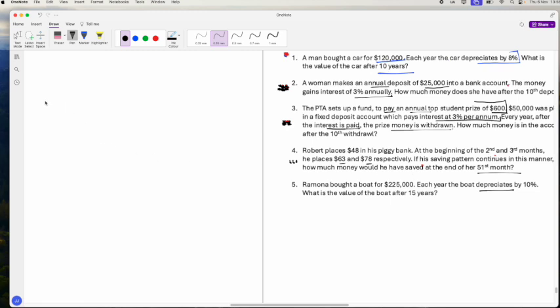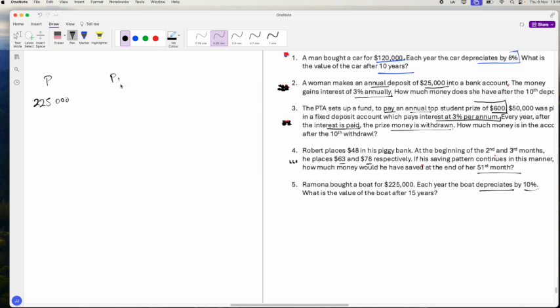And number 5, we have another depreciation. So Ramona bought a boat for $225,000. That is P. And once you're dealing with a percentage, you know it's GP. Each year the boat depreciates by 10%.